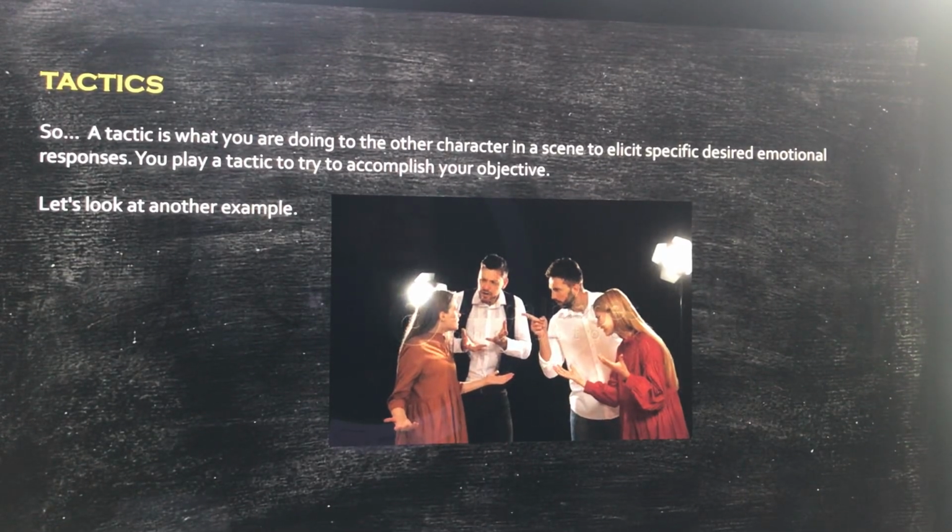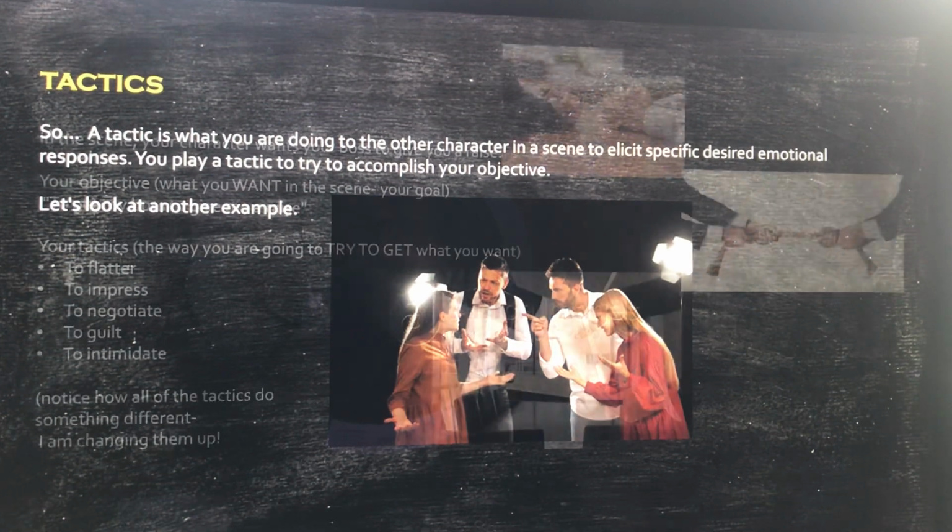Here we are with part 2 talking about tactics. So to recap, a tactic is what you are doing to the other character in a scene to elicit a specific desired emotional response from them. You play a tactic to try to accomplish your objective. So I have the thing that I want, my objective, the thing I want from the other character, and I'm going to try a bunch of different ways to try to get what I want from them.